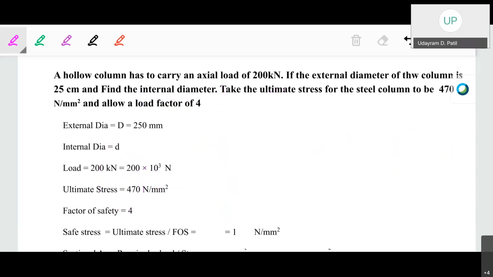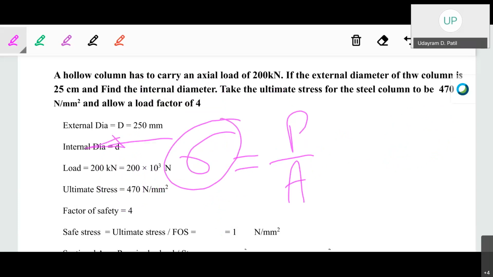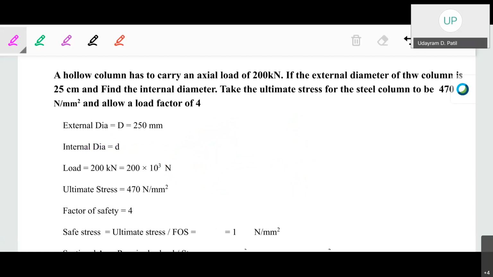Now, for the value of the stress, where stress equals P divided by A, this particular value should be the working stress, that is the safe stress. We cannot take the value of the ultimate stress, because if any other accidental loading occurs, the particular column will fail. So to accommodate that extra or accidental loading, we take the value of the stress as a safe stress. For that the factor of safety should be given.